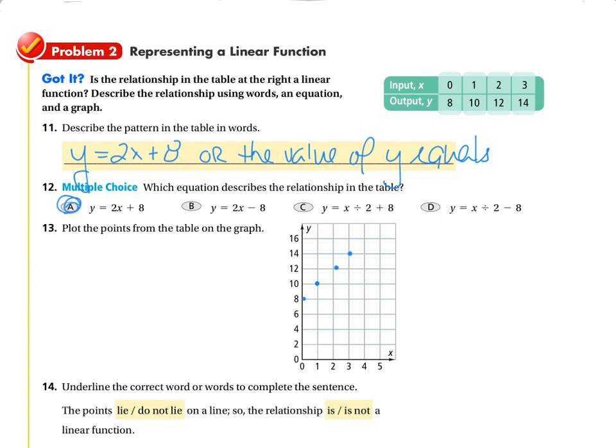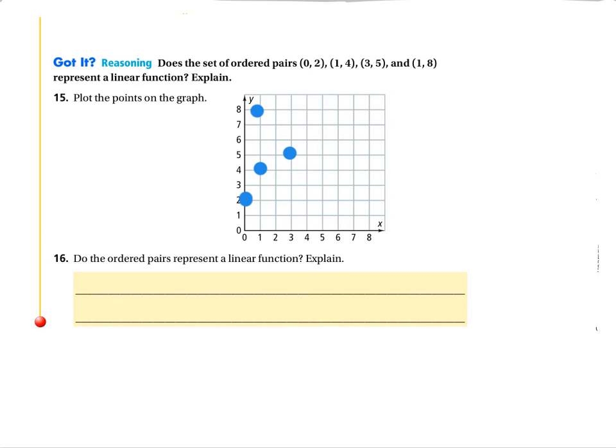So how'd you do? Hopefully pretty good. The points do lie on a line. So the relationship is, and what is it? It is a linear function. Okay, go on to the next slide. Do the same thing. Once you see it, pause the video, try the problems, and then check in with me. If you haven't already done so, try these problems and then check back with me to see how you did.